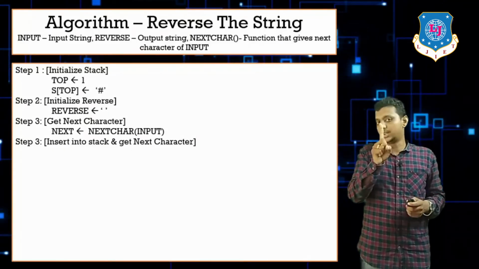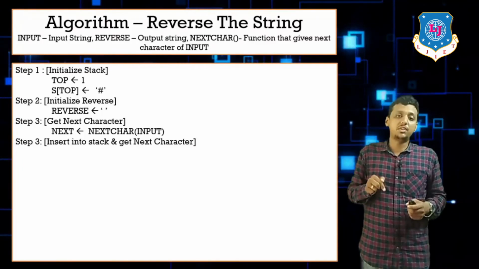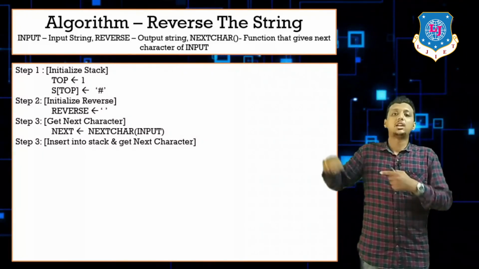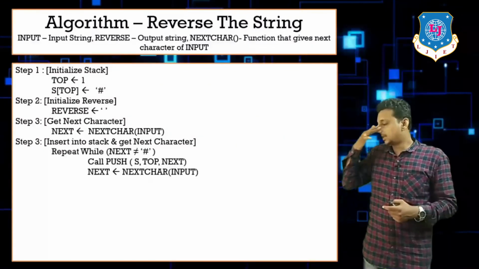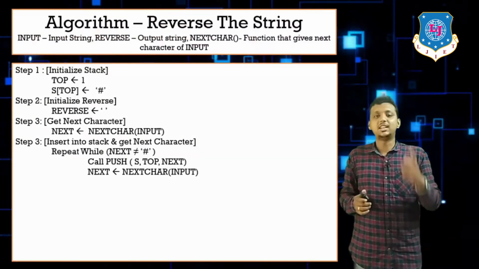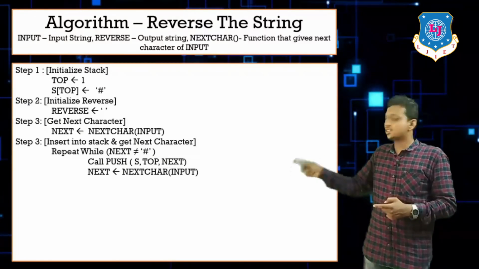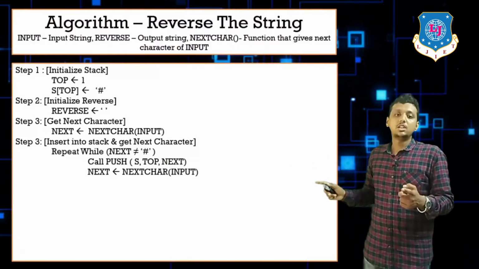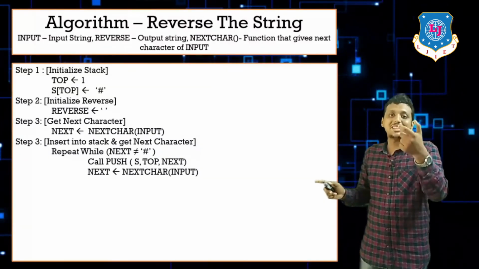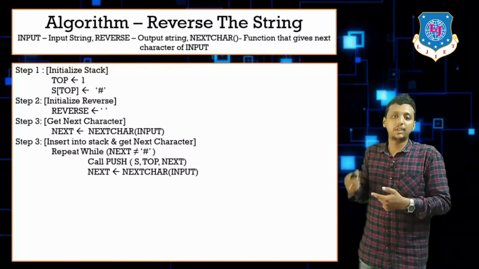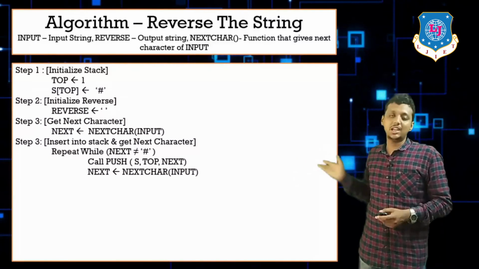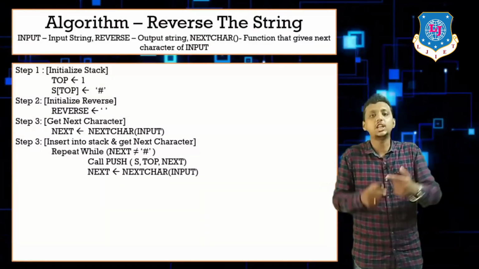We already got the one value, so our duty is to push this value into the stack and go back to take another value. So here, students, repeat while next is not equal to hash. That's why I put hash over there. What to do? First push your previous next value inside the stack and get another one. So I call push next over there, and then next arrow next character of input, calling this function again to take the next value.